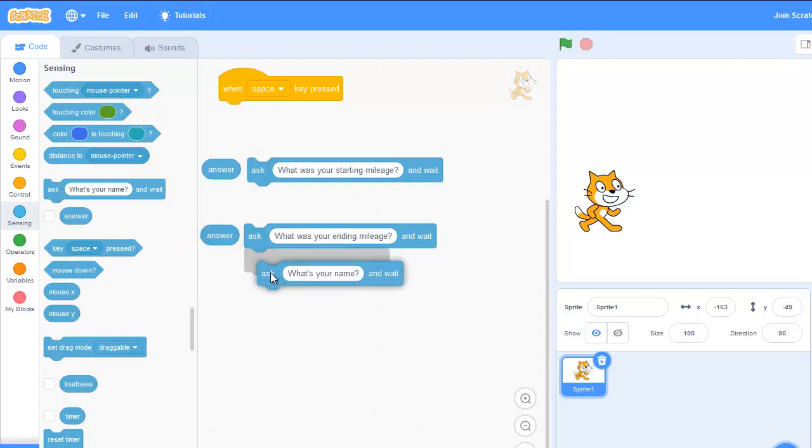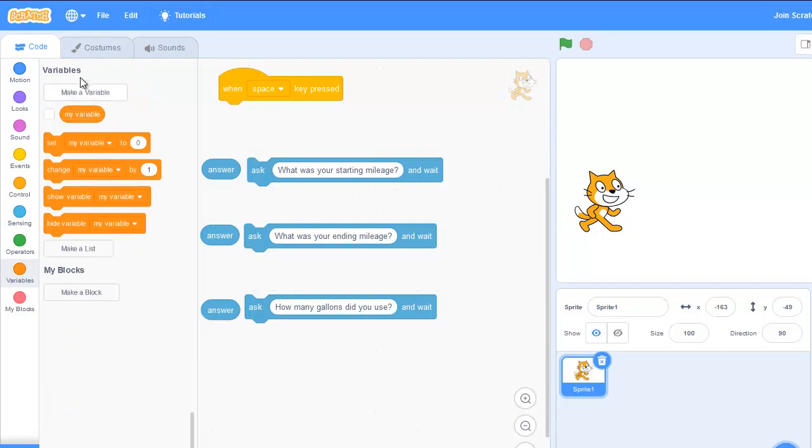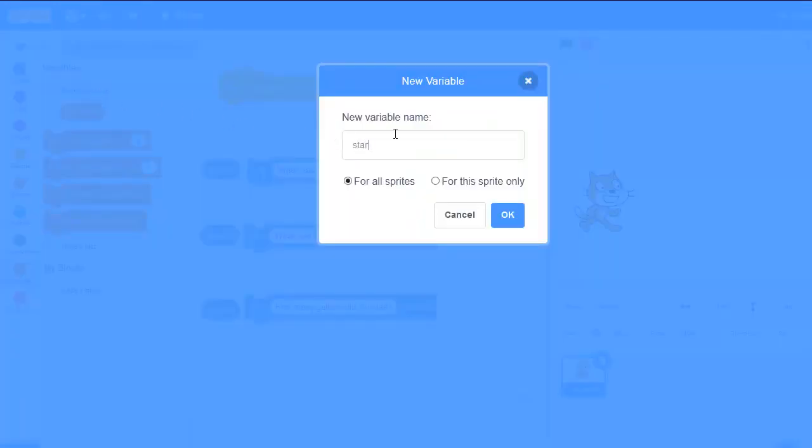We'll need to ask, how many gallons did you use? And we'll need an answer for that. So next we need to store our answers into variables. So our first variable will be our start miles. Then we need a variable for our end miles. And we need a variable for our gallons.